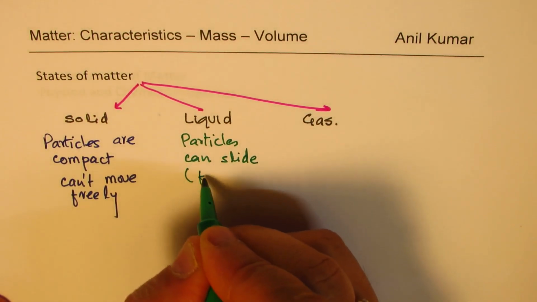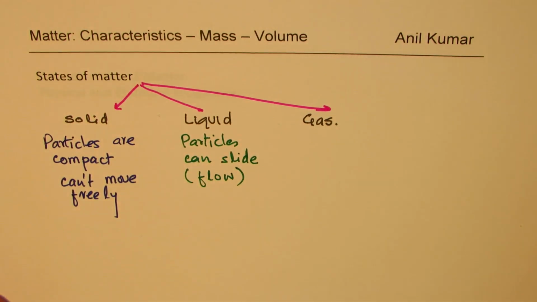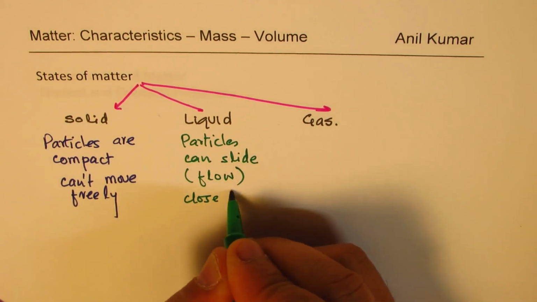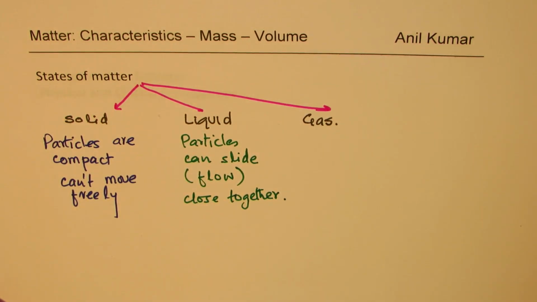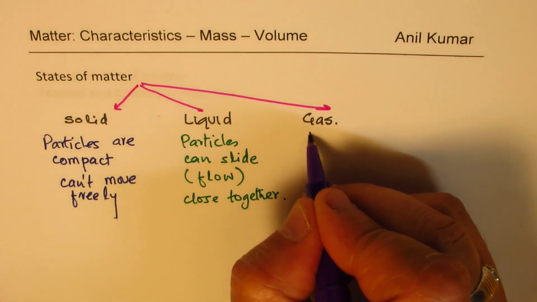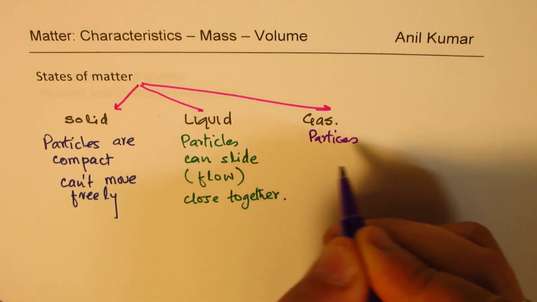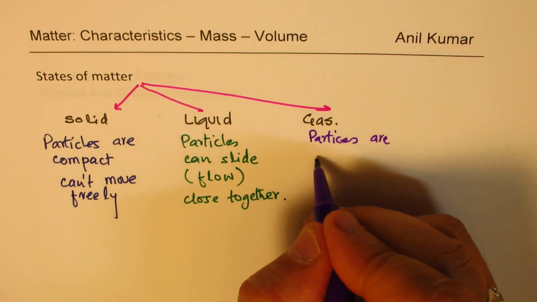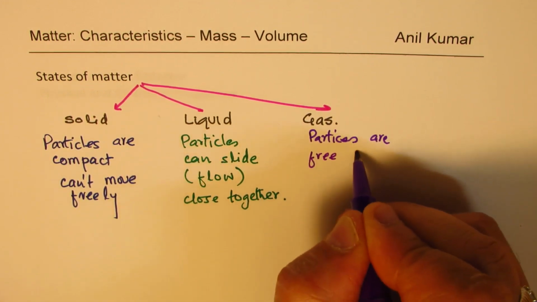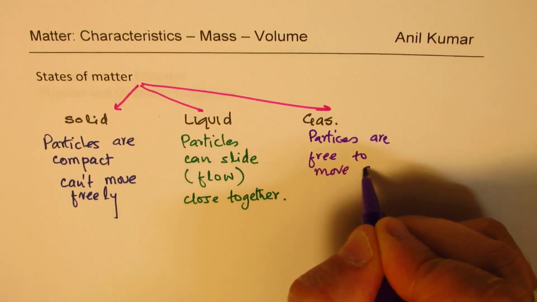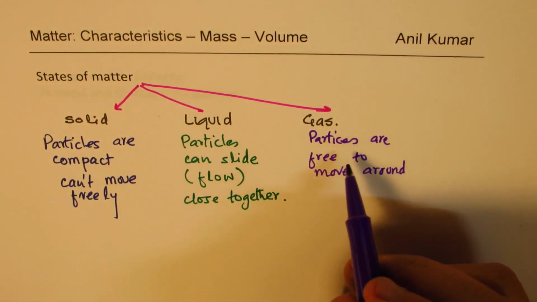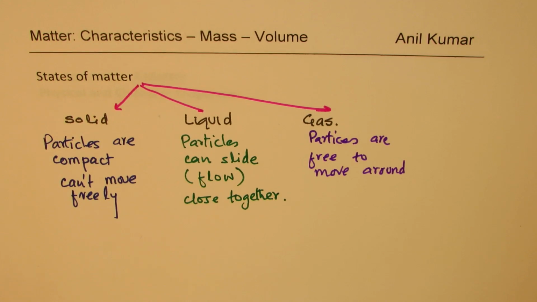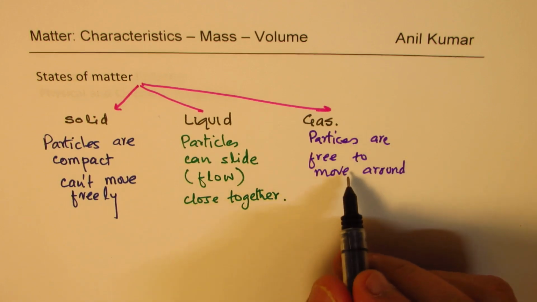So they can flow, right? But still they are close together. In case of gases, the particles are free to move around, right? So I mean to say, as far as the force of attraction, because every particle attracts the other particle, is very minimal, right? So the particles are free to move around.